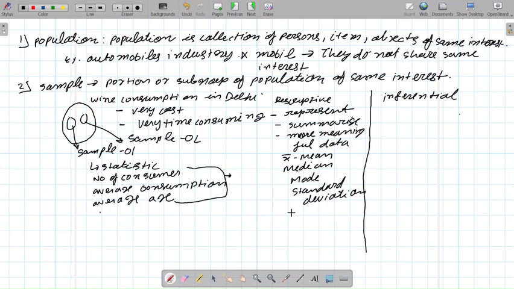Descriptive statistics does not allow decision making beyond the data. So we can say that it does not allow decision making beyond the data.